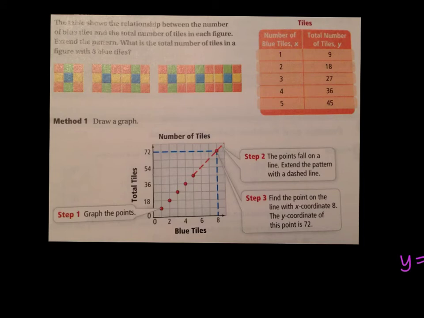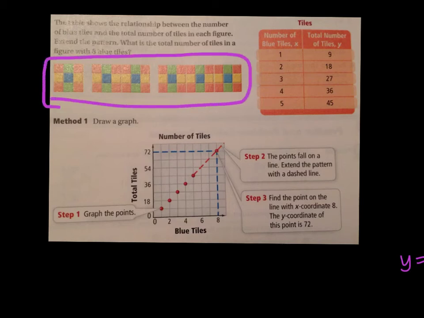You can also use tables, graphs, and equations for patterns. So here we have a picture of this pattern that's happening. And the question is, what is the total number of tiles in a figure with 3 blue tiles? And so you can make a table, which you can see here. We have the blue tiles as being x, and then we have the total number of tiles, and we just started by counting. So in this first one, there's 1 blue tile, and there's 3, 6, 9 tiles total, and you can just keep going and making a table.